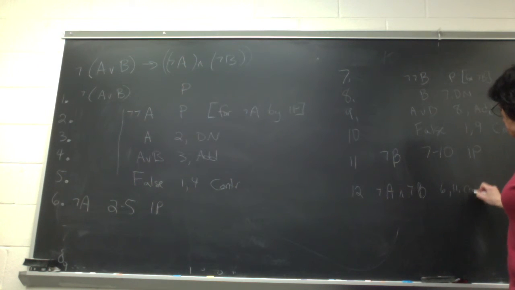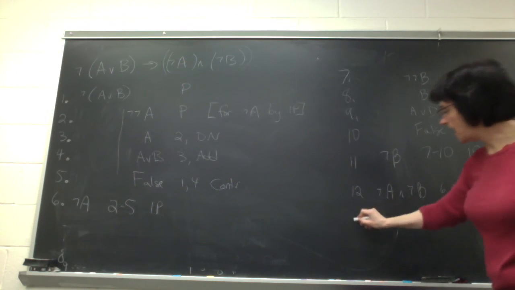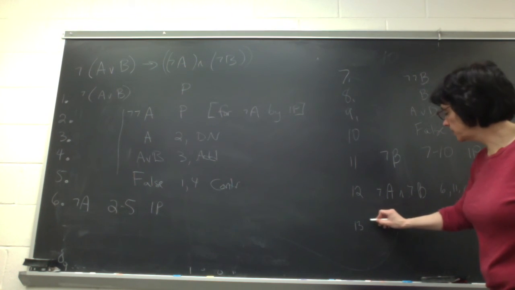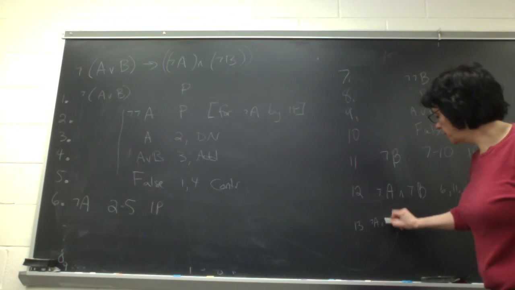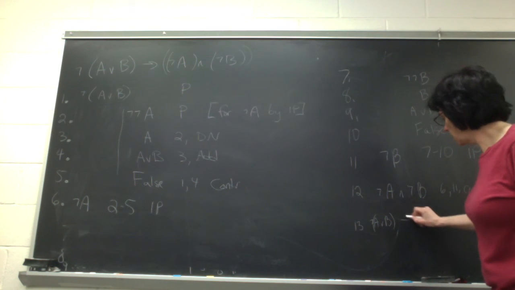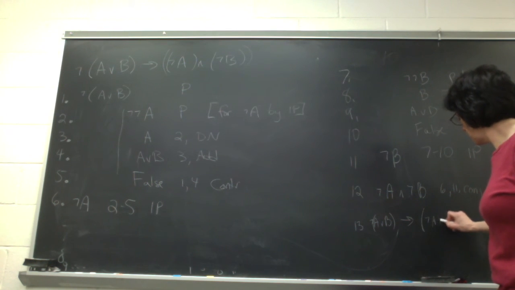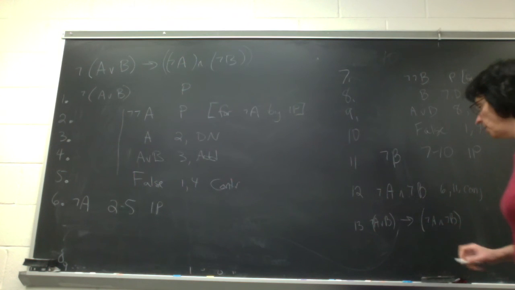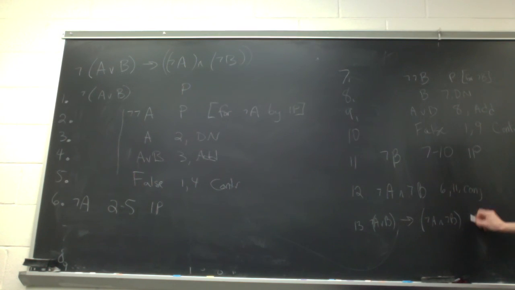And conjunction, which means we can have the whole thing, which is not A or B implies not A and not B based on, what do we got? We got line 1, skip the stuff in there, line 6, right? Skip the stuff in there, and line 11 and 12. And what rule? CP, yeah.